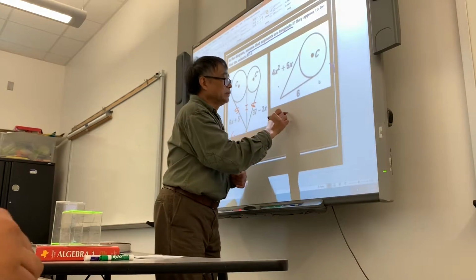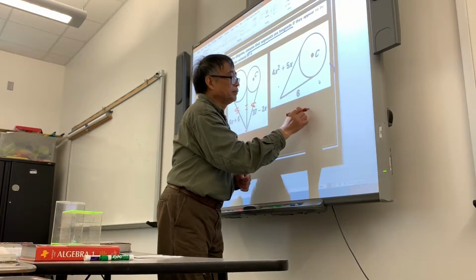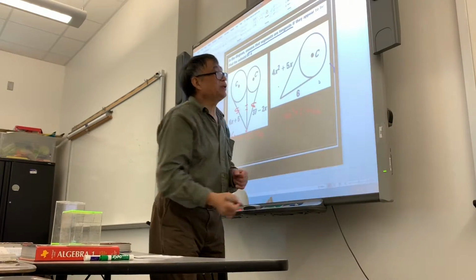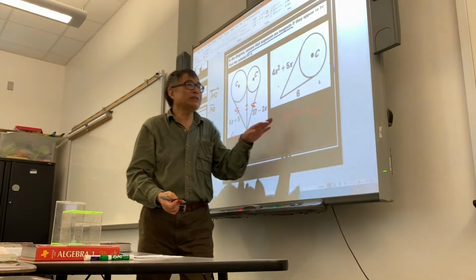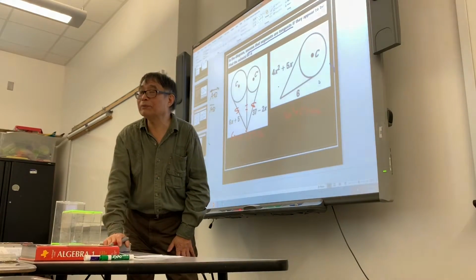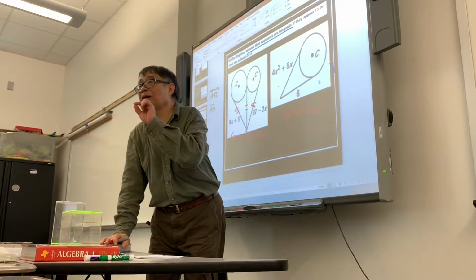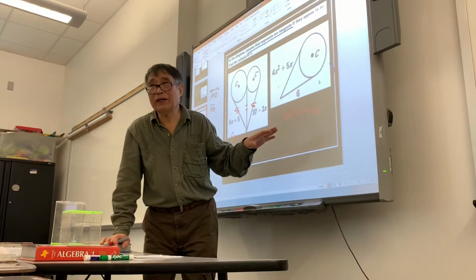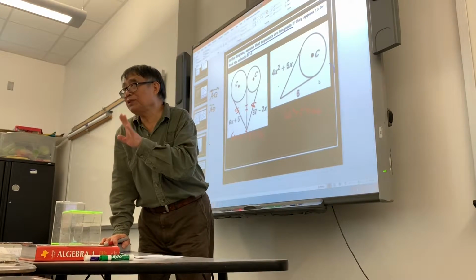4x squared plus 5x equals 6. Are you sure? Yes. You are correct? Yes. So this kind of question, you move to the left, is a quadratic equation, which requires students to factor. Maybe this is not easy, okay?